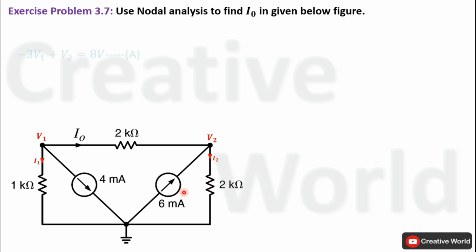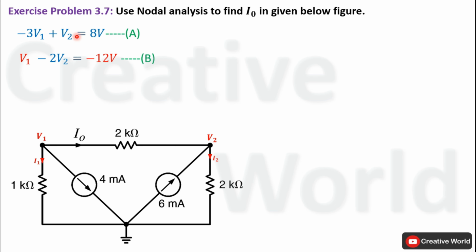So up to this point we have retrieved two node voltage equations from this network. Now we will solve these equations in order to find out the value of voltage V1 and V2. If we succeed to find out the value of voltage V1 and V2, we will be able to find out the value of current I0.